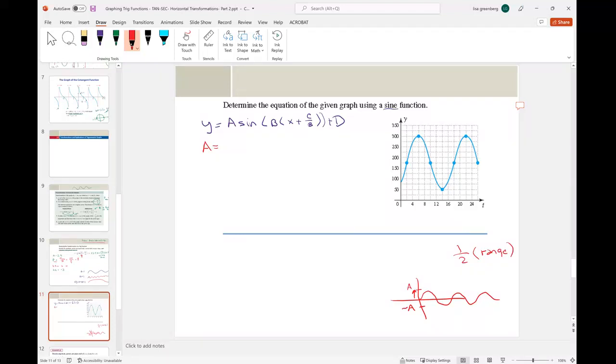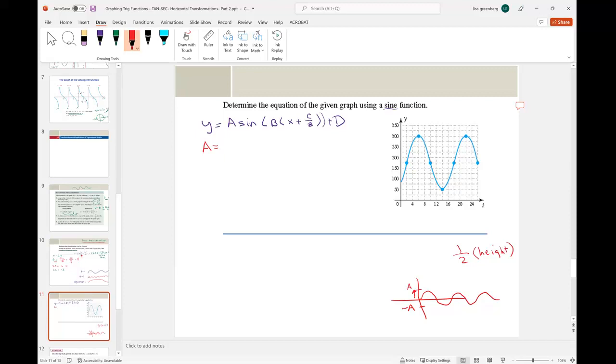Maybe range is not a good word. Half of the height. That's probably the best way to say it. Okay. Half of the height.